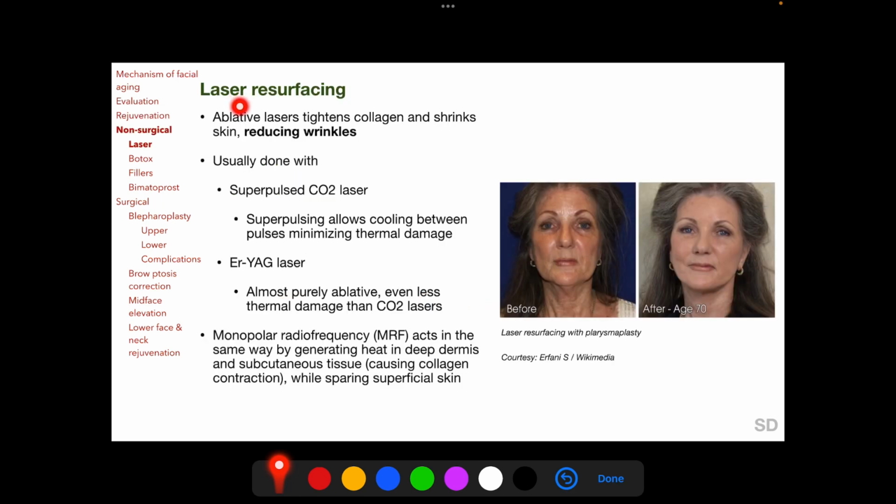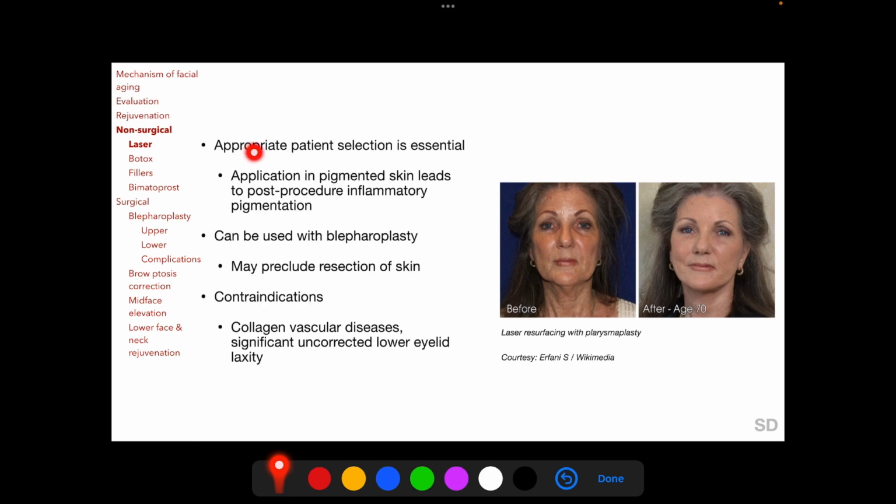Laser resurfacing procedures are most commonly used to reduce wrinkles, and ablative lasers are used which tighten collagen and shrink skin. Usually superpulsed carbon dioxide laser or erbium YAG laser are used, and superpulsing of carbon dioxide laser allows cooling between the pulses, minimizing thermal damage, whereas erbium YAG laser is almost purely ablative, causing even less thermal damage than carbon dioxide lasers. Appropriate patient selection for laser resurfacing is essential because application of laser on pigmented skin can lead to post-procedure inflammatory pigmentation.